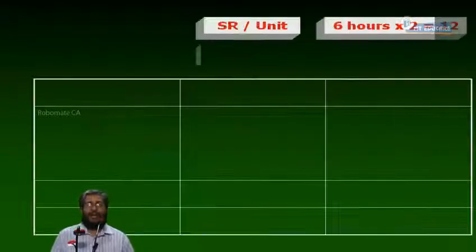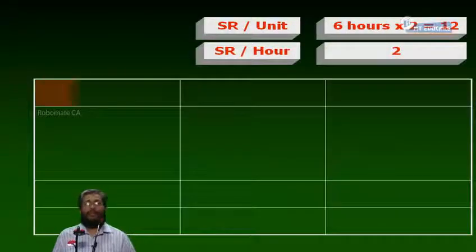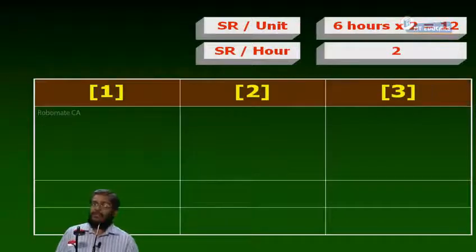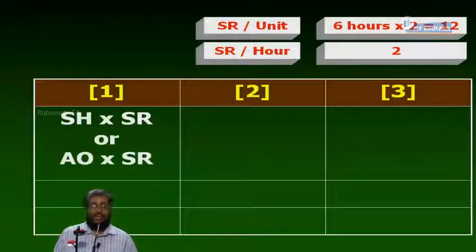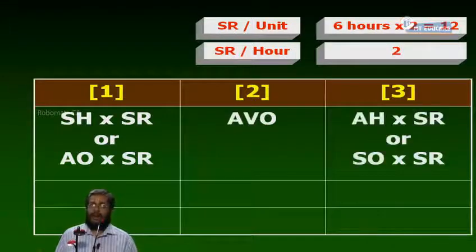Now, look at the next. Second step is the computation table. Tell me how many columns are there? 3 columns. First column is what? SH into SR or AO into SR. Second column is what? AVO. Third column is what? AH into SR or SO into SR. Blindly tell me, first SH given or AO given? SH means standard hours for actual output. AO means actual output.